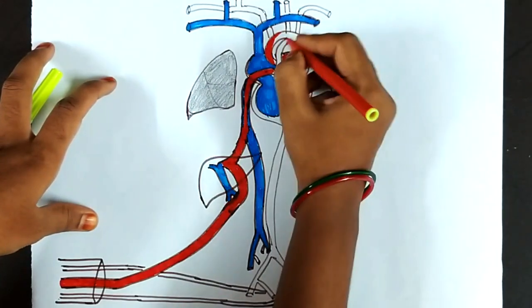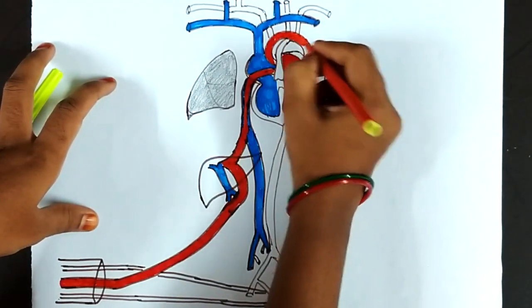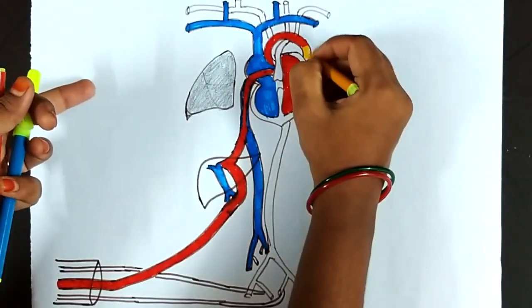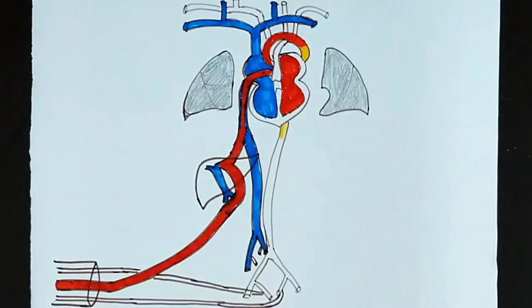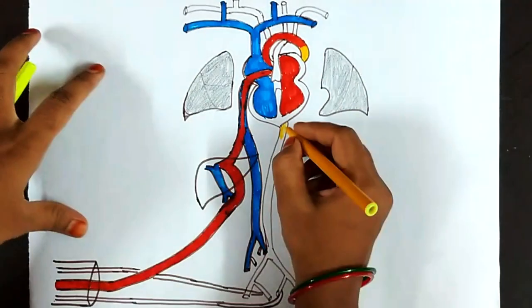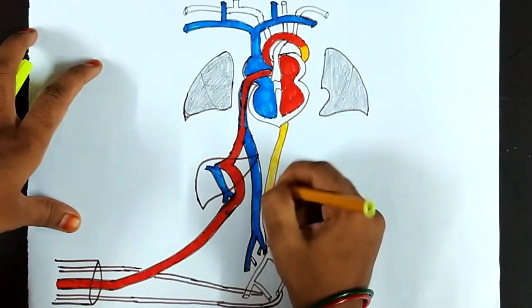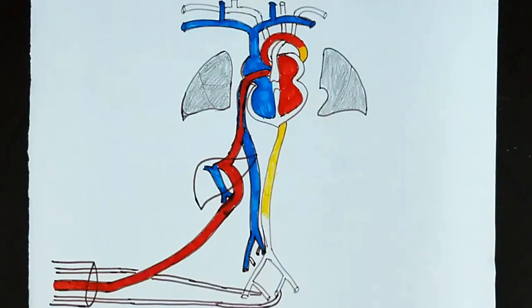So now I am coloring these parts. See here, it is at this part the blood will get mixed. See here, if you see from the first, this is the umbilical artery. It reaches to the liver. Umbilical vein reaches to the liver and joins with the portal vein. That part is known as the ductus venosus.